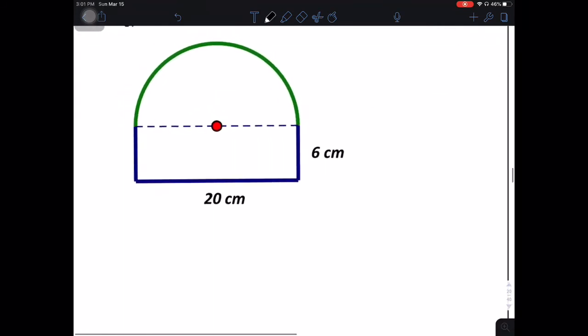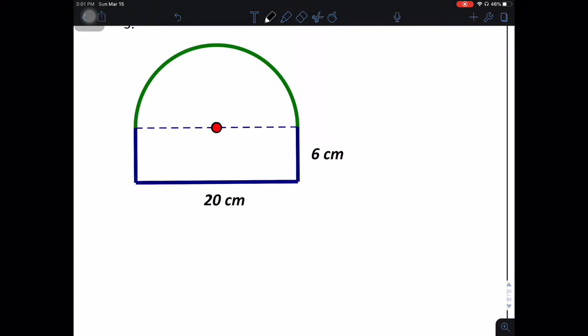Hey, we only got 2 more to do. This has gone quick. Look at that. Look how nice and fast. We're just flying through this.